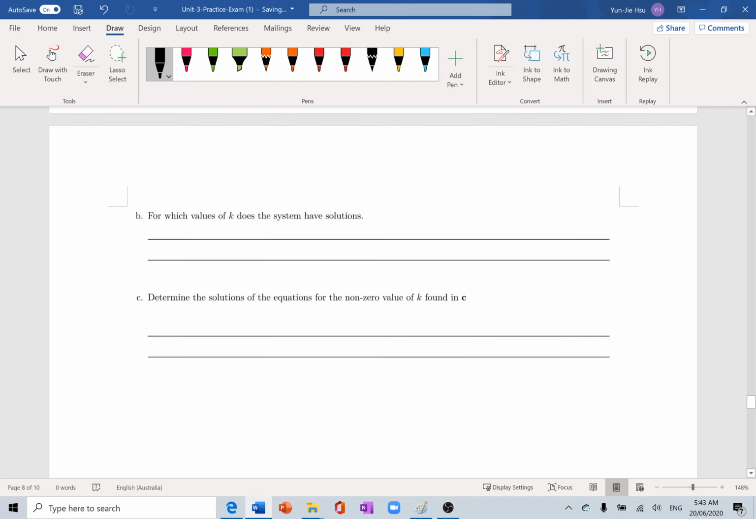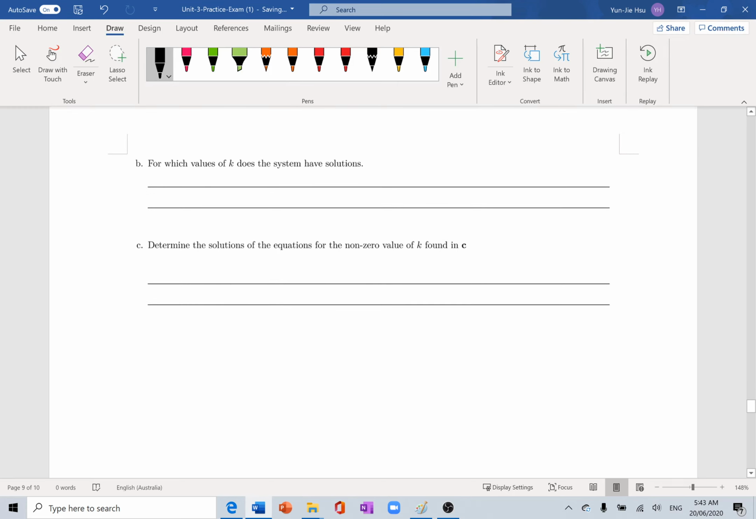Okay, now we talk about B. For which values of k does the system have solutions? Have solution, what does it mean? Maybe it's a unique solution, right? Or maybe it's many solutions. It doesn't matter. Solutions, what does it mean? It means infinite solutions.